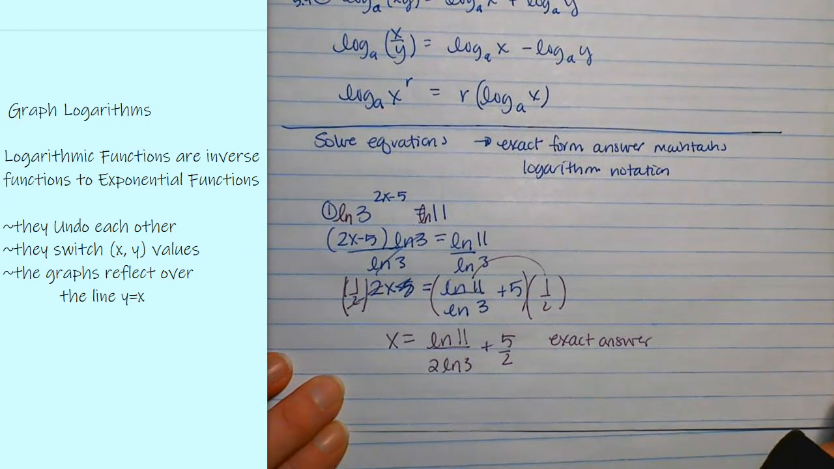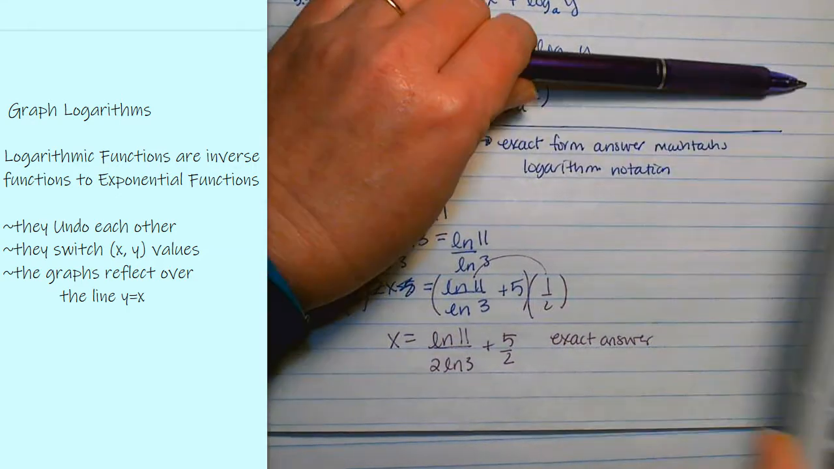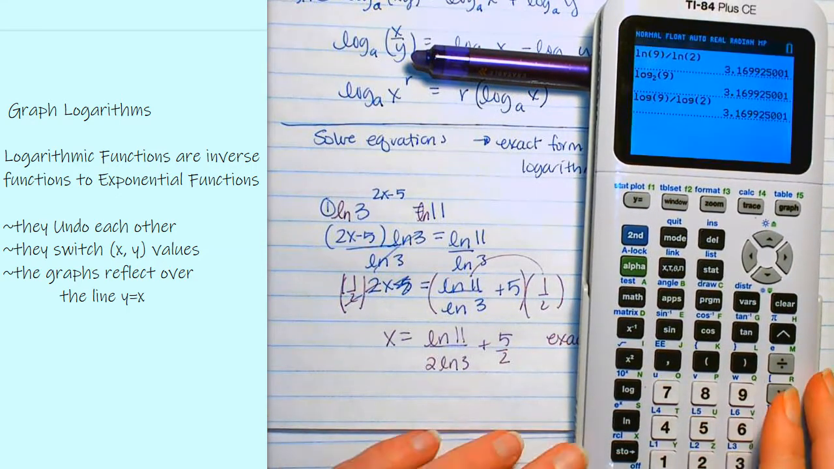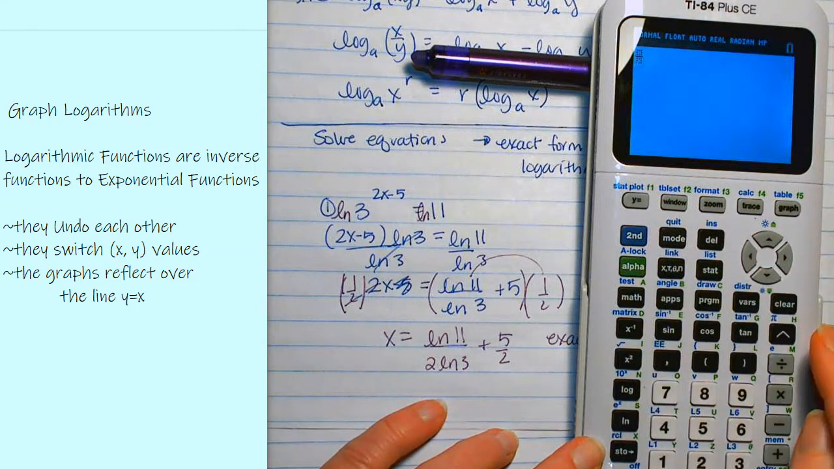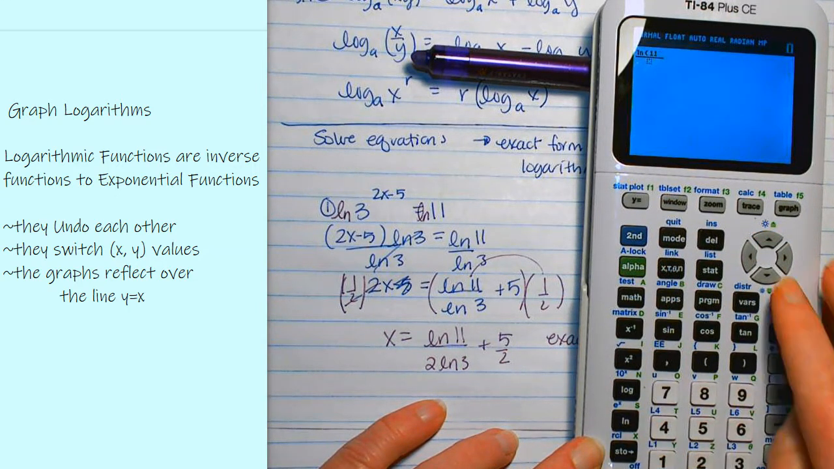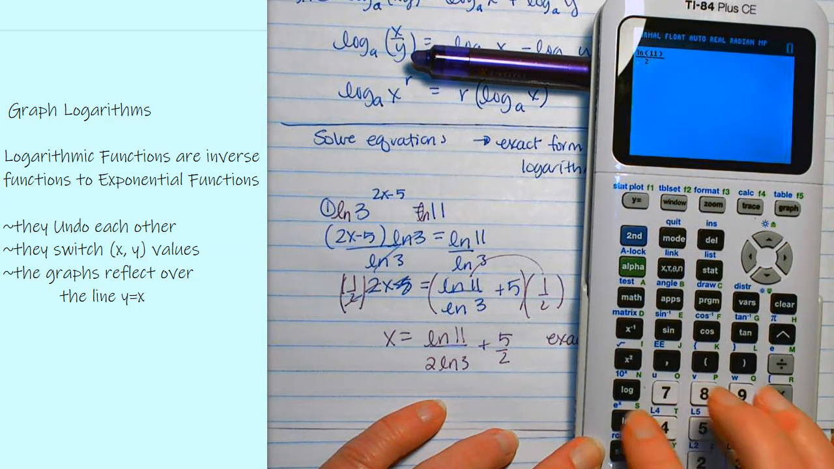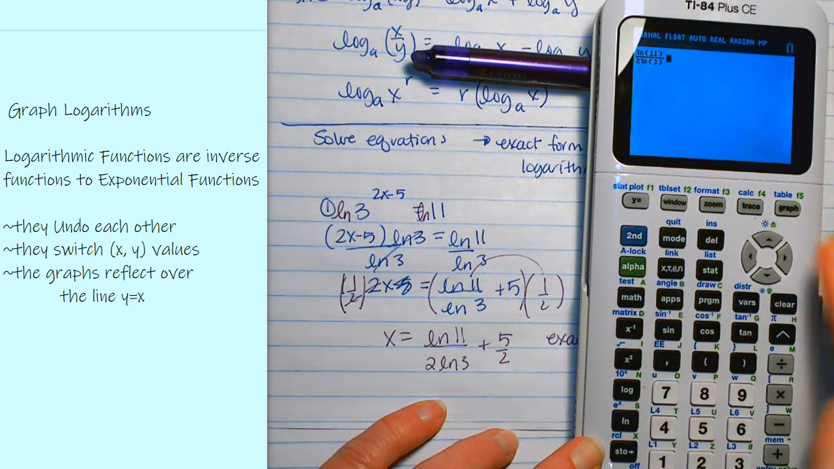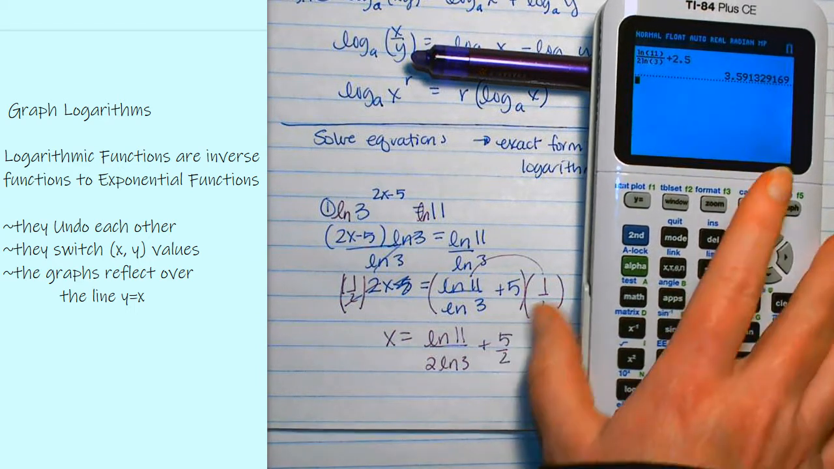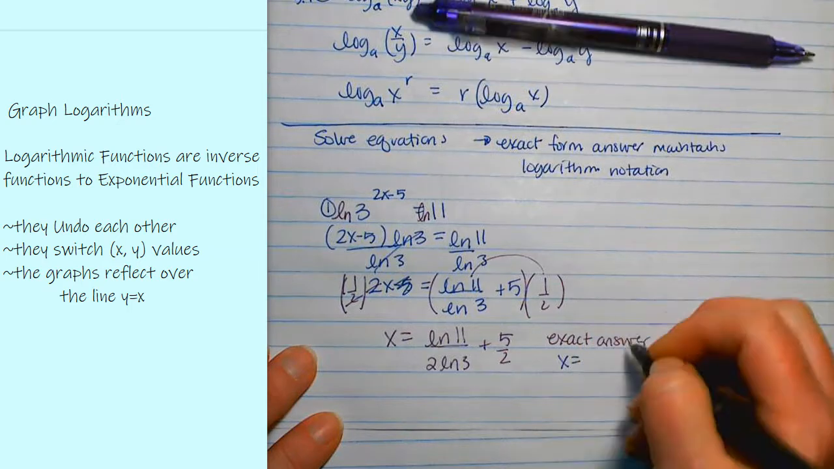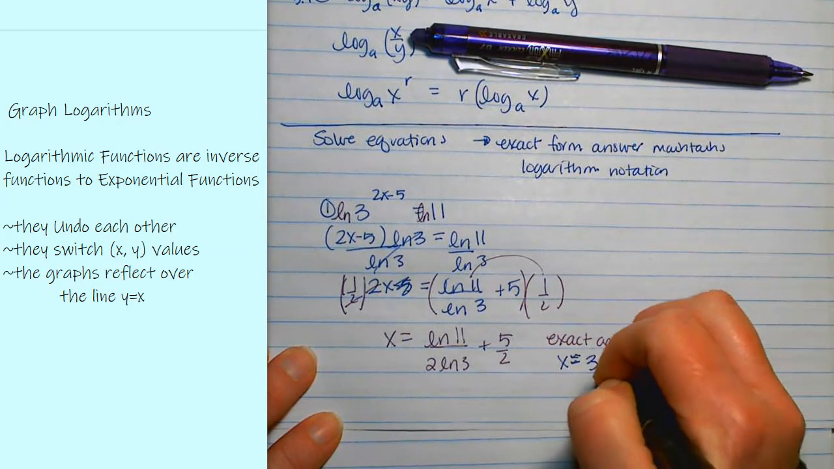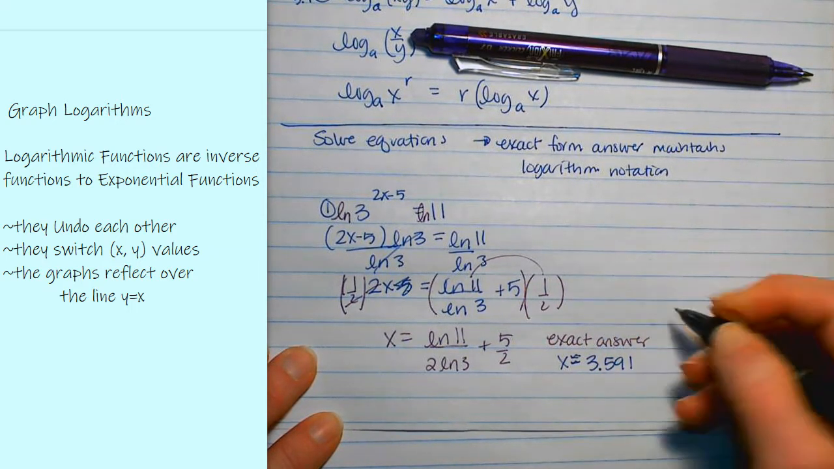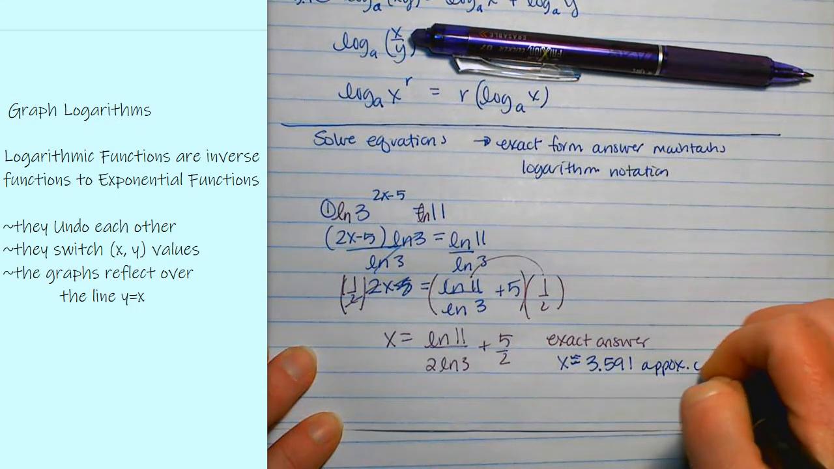In order to find a decimal approximation, you can type this in your calculator just as it is. So in my calculator, I would have, I'm going to do a fraction, natural log of 11, parentheses, 2 natural log of 3, and then plus 5 halves. I'm just going to put 2.5, and that will give me 3.591. X is approximately 3.591. So this is the approximate answer from the calculator.